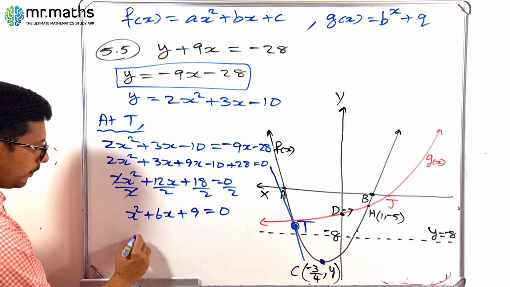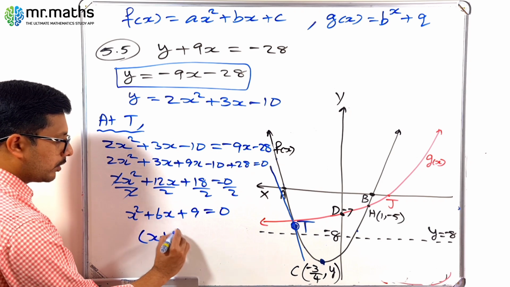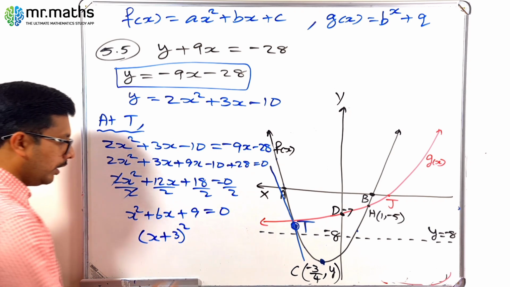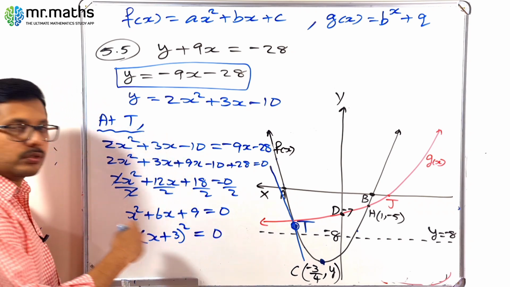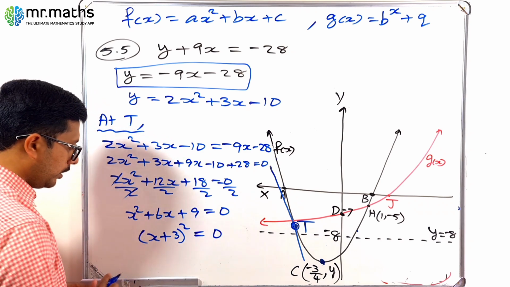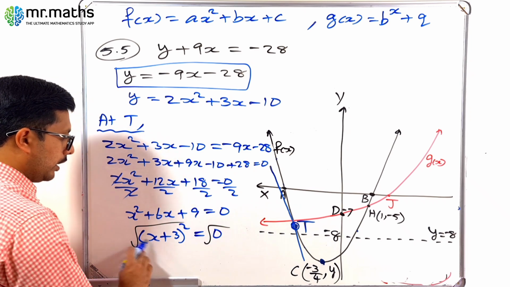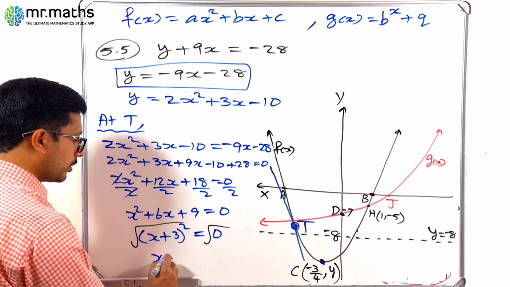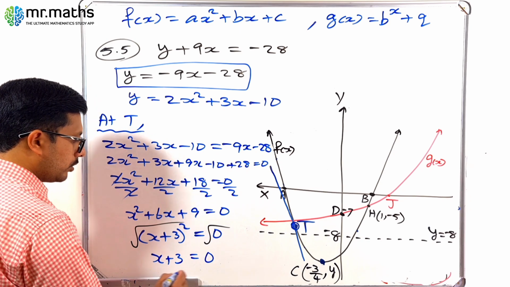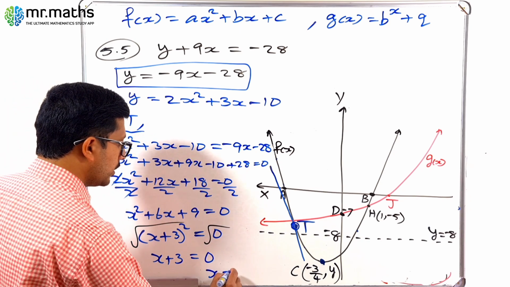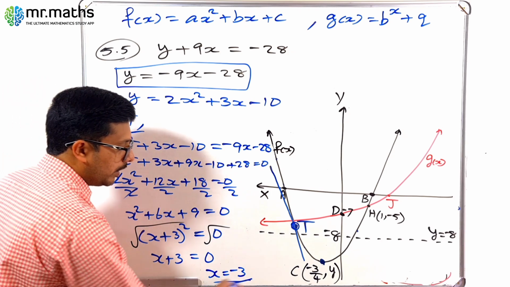So what is this one? Is it not the complete perfect square? x plus 3 the whole square is equal to 0. Take the square root on both sides. So x plus 3 is equal to the square root of 0, which is 0. So what is x? x plus 3 is equal to 0, so x is minus 3.